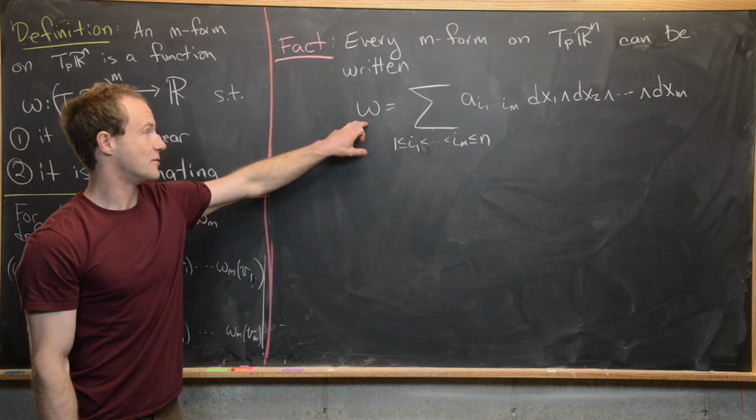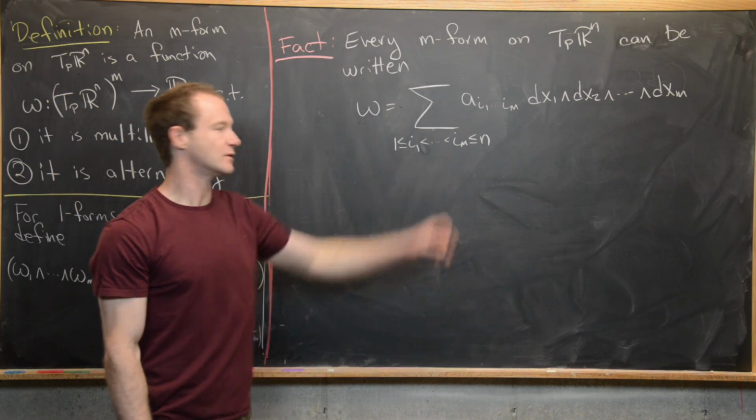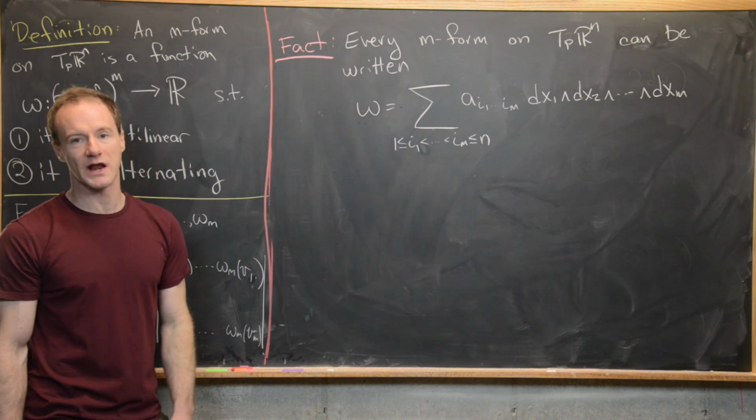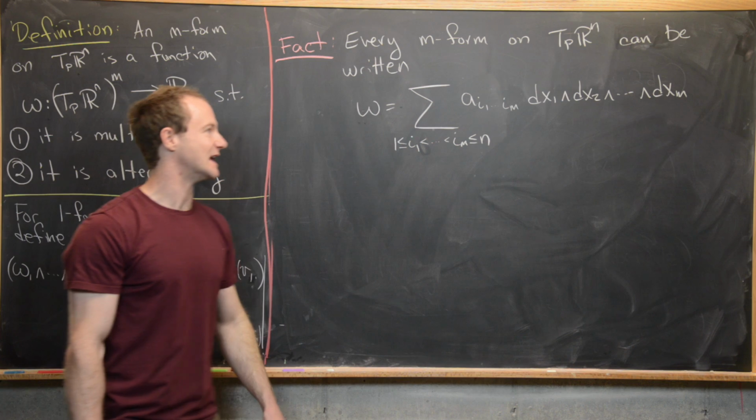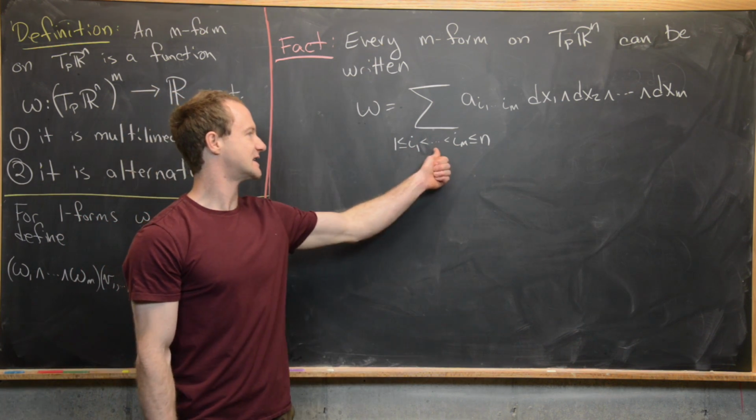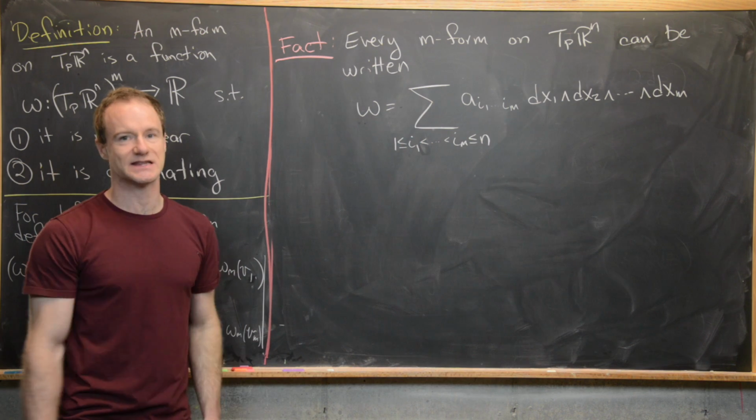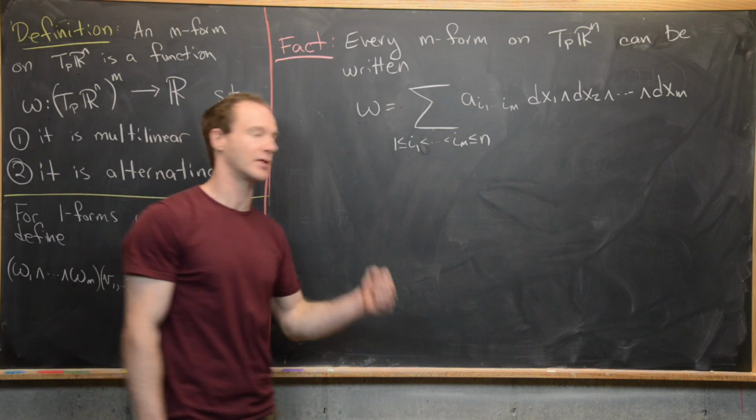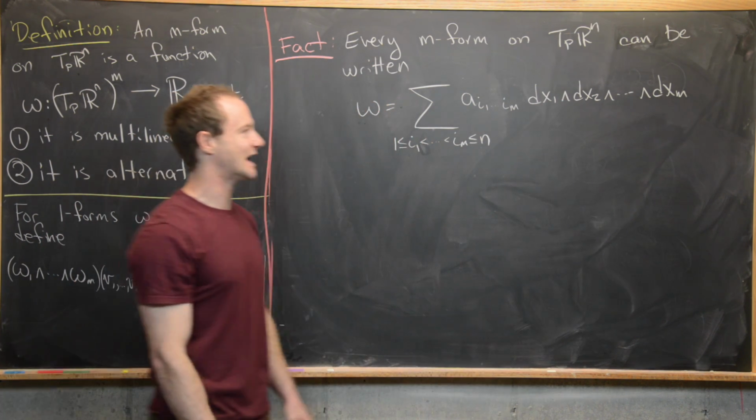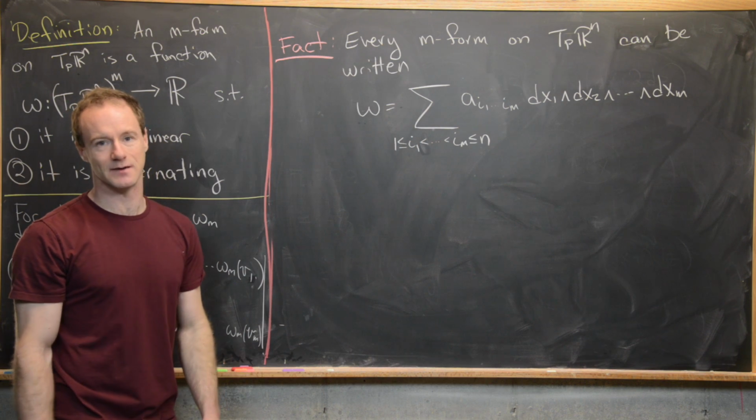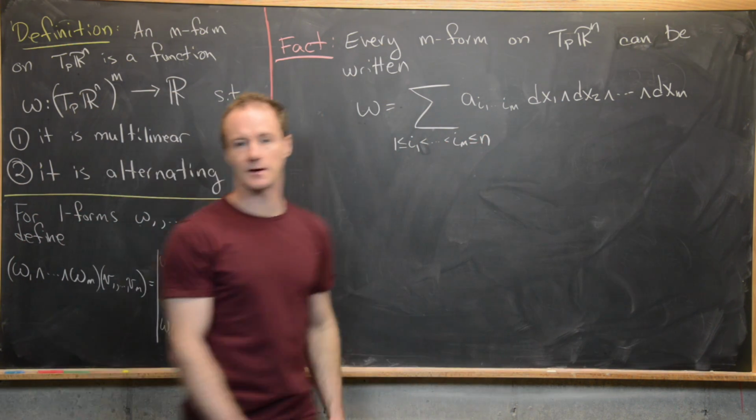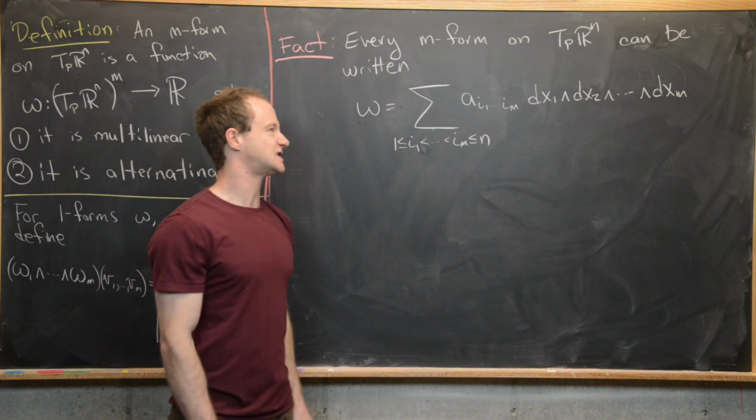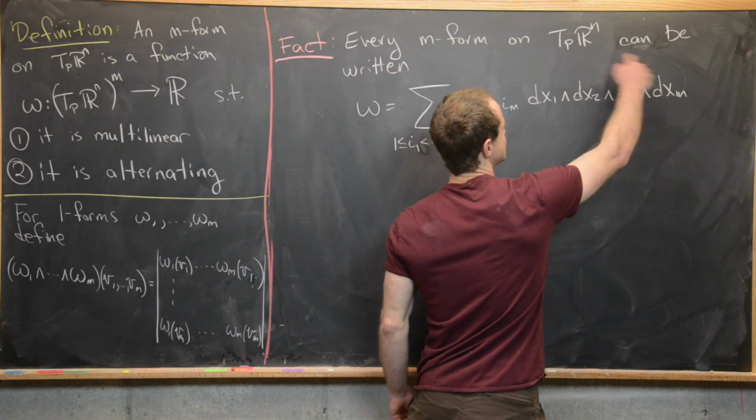So we'll call it omega, and it's the sum over this thing which is called a multi-index. So we've got these I1 to IM, and they are between 1 and n, and they are strictly increasing. So I1 is less than I2, all the way up to less than IM. And then we've got this A sub I1 up to IM, so that's just a number. And then we have dx1 wedge dx2, all the way up to wedge dxm. So notice we've got m terms there. Great. And so in other words, the space of M forms is spanned by these kind of objects right here.